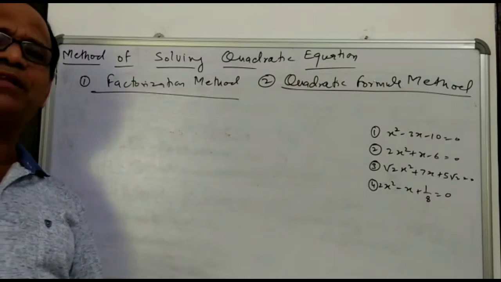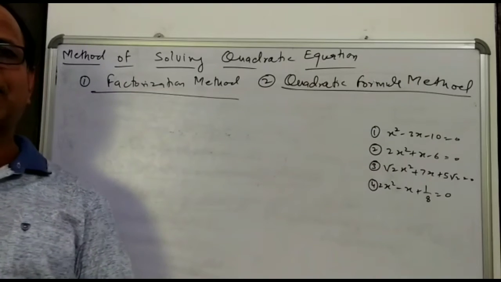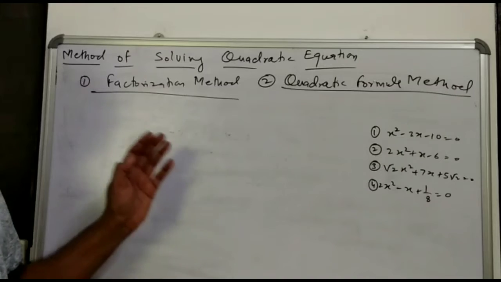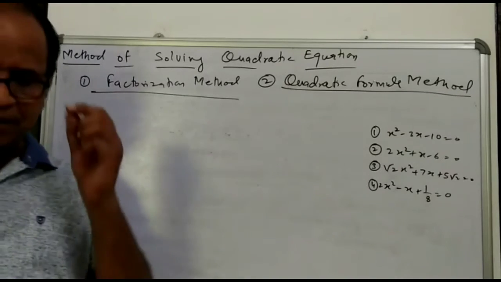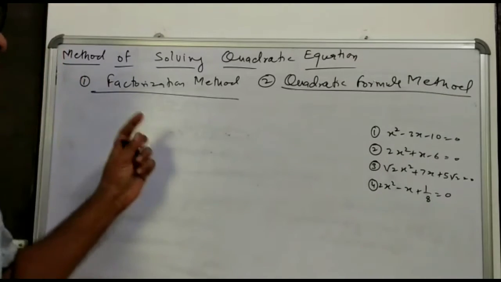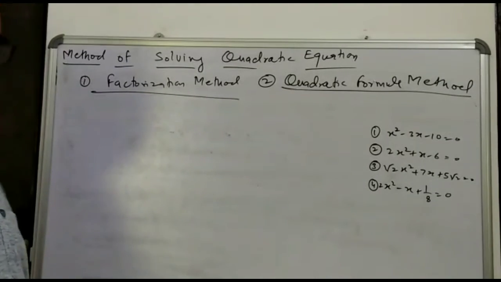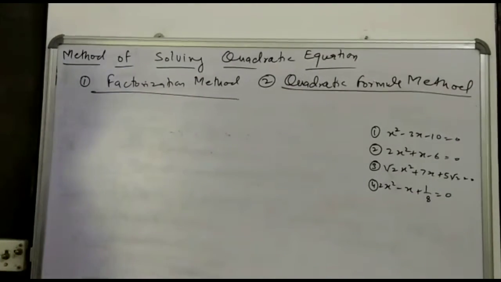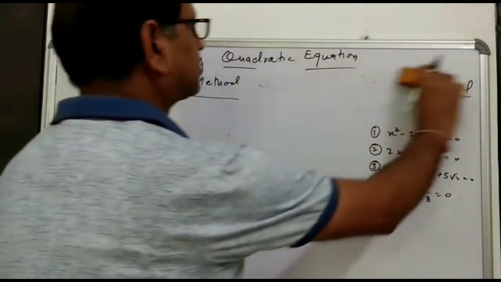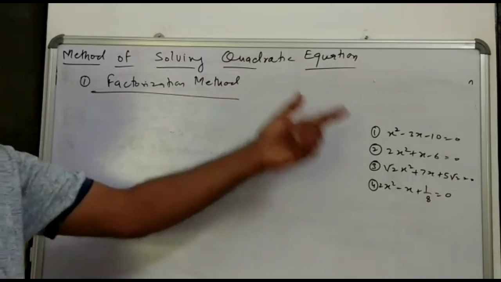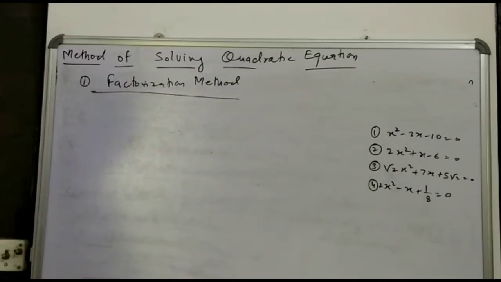Now there is one more method given in the NCERT book, and it is the completing the square method. I want to tell you here, the completing the square method is removed from the syllabus now. We have only two methods: the factorization method and the quadratic formula. Today I am starting with the factorization method, and in the coming classes, I will explain the same problem by the quadratic formula also.